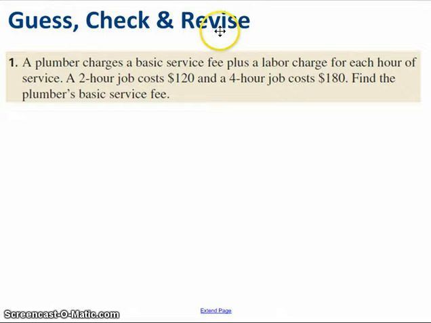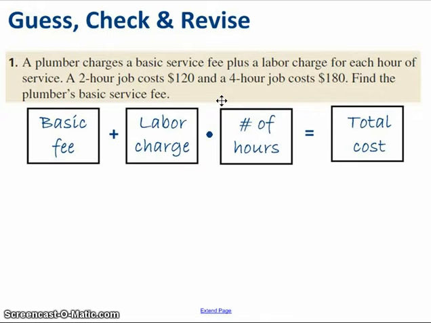And we're going to go a little beyond guess, check, and revise, and we'll talk about another method that can solve this question and other questions like it more quickly. But first of all, setting it up as a verbal model, hopefully you can see that this is the pattern that we have here, where there's a basic fee, even if the plumber doesn't work any hours at all, just for showing up, and then there's an hourly charge that is applied times the number of hours. Together that makes the total cost.